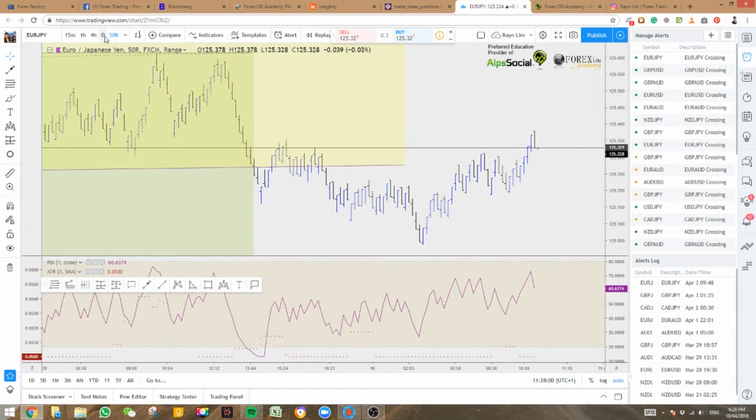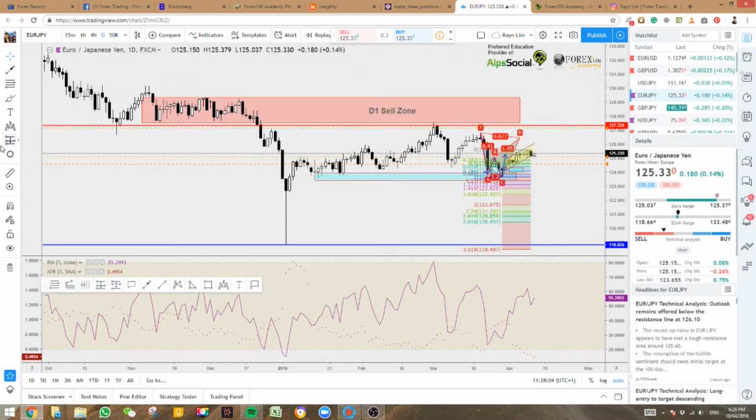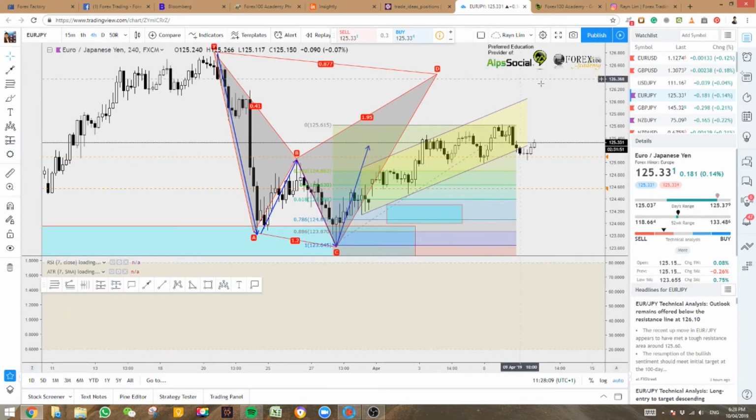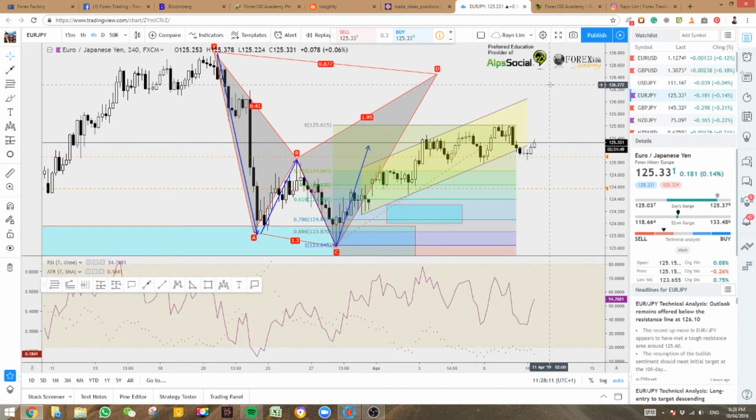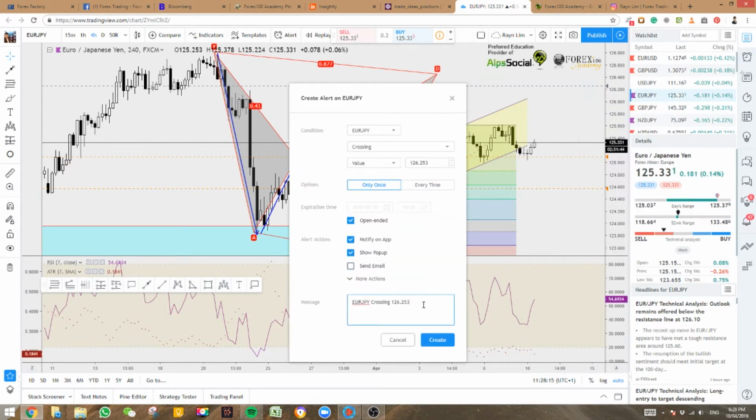Alright, so head back to the daily chart while we move to pound yen. Just right before it hits, I will do this. Okay, so over here I will do a right click at alert for our chart, and it's a shark pattern.